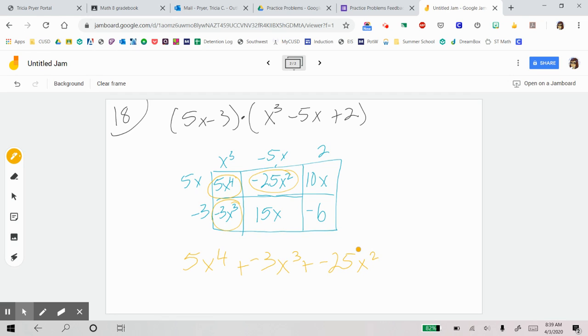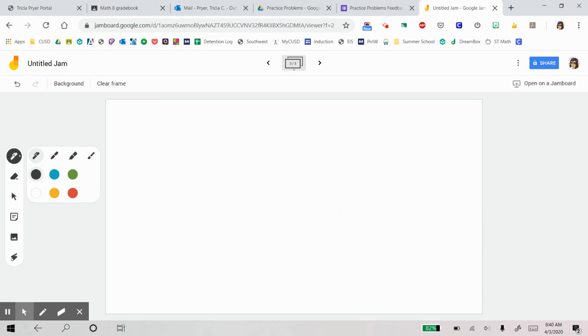You could also write that as minus 25x squared. And then we have 15x and 10x. Well, those have the same degree, so those can actually be combined to make plus 25x. And then lastly, we have the minus 6 or the plus negative 6. And this is our simplified polynomial in standard form. It's a nice long one. Okay, next is number 23.